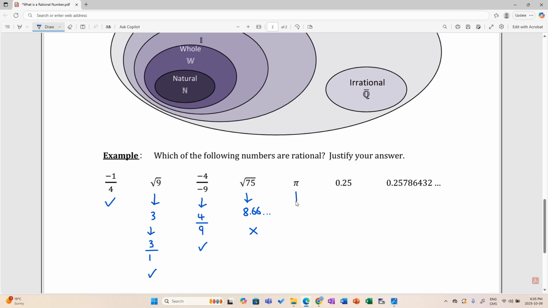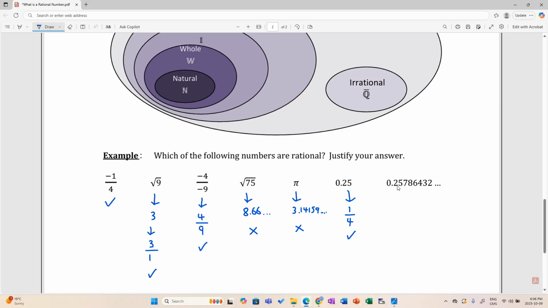Pi we already talked about. It is essentially 3.14159 dot dot dot, meaning it goes on forever and doesn't have a repeating pattern. So it can't be expressed as a rational number. 0.25 can be expressed as a rational number because right now it's a decimal that already terminates, so you know it's rational. As a fraction, it would be 1 over 4. Because you can express it as a fraction, that's a rational number.